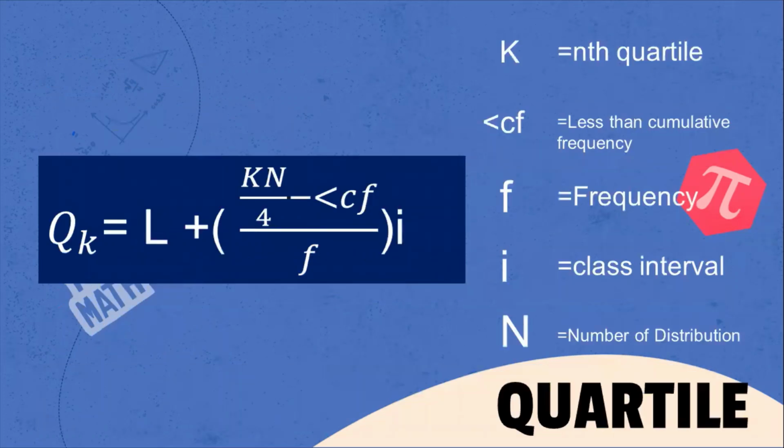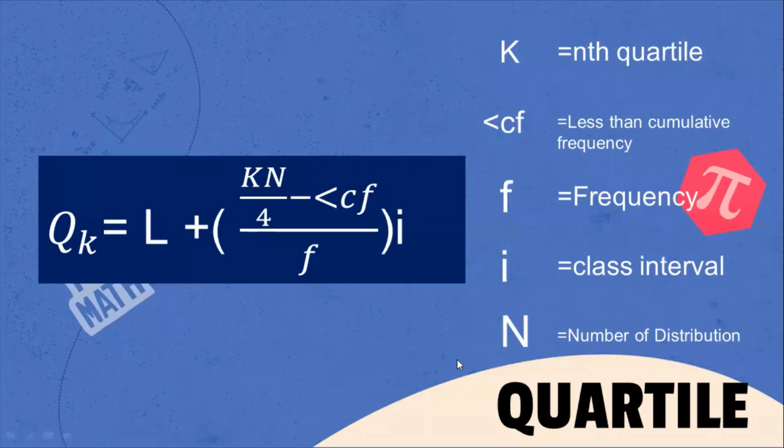What are the formulas to be followed in order for us to solve quartile, decile, and percentile? For quartile, we have Q sub k is equal to L plus the quantity of kn over 4 minus less than cumulative frequency, over F, multiplied by I, where k is the nth quartile or the position, less than Cf is equal to less than cumulative frequency, F is equal to frequency, I is equal to the class interval, and n is equal to the number of distribution.